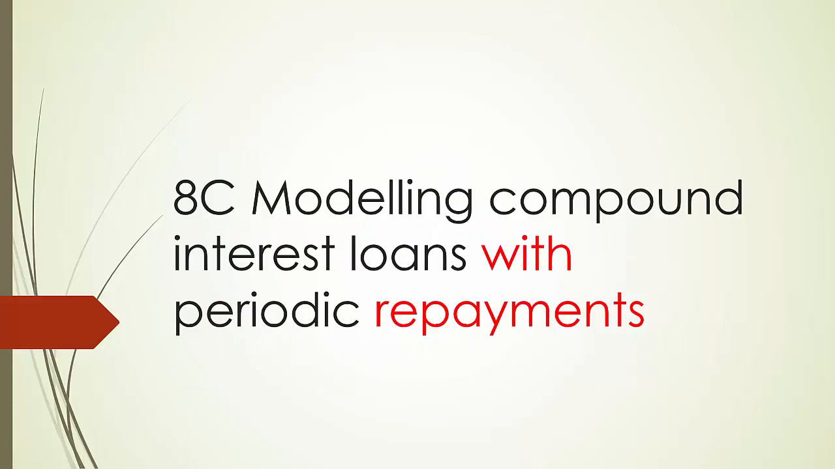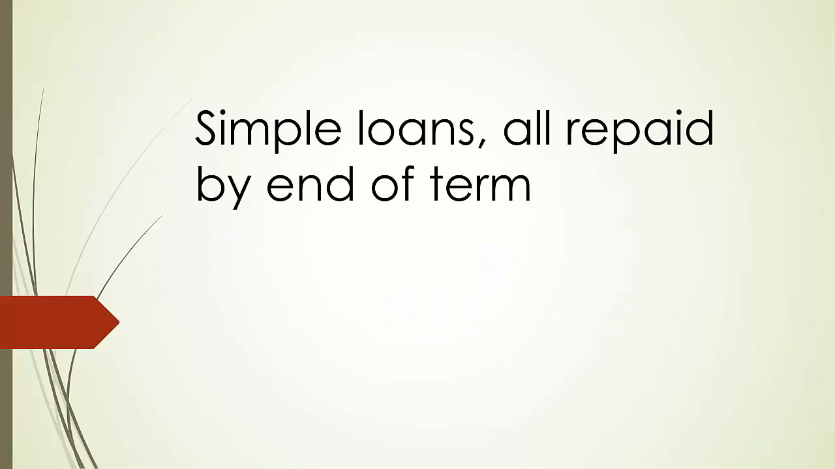So now moving on to 8C, modeling compound interest loans with repayments, with periodic repayments. So if it's a loan, you're paying it back over the term of the loan, 2 years, 5 years, or whatever it is. If it's an investment, you're getting interest throughout the term of the loan. In 8C, we'll just look at simple loans which are all repaid by the end of the term, 2 years, 5 years, or whatever.